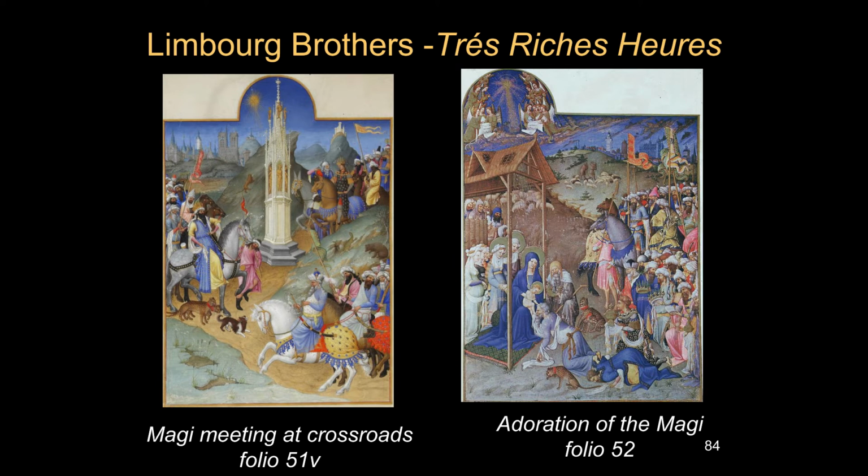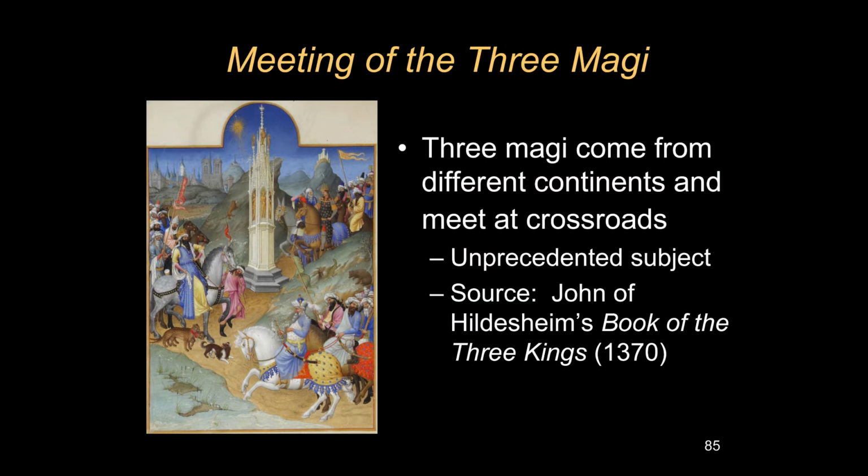And here are two other facing pages, or these are just the images from the facing page, obviously. You have the Magi meeting at the Crossroads, and then you have the Adoration of the Magi. So let's take a look at those two images. They're both the story of the Magi. This is a very unique image. It's extremely rare. It's unprecedented. I don't think there are any before this, and rare thereafter.